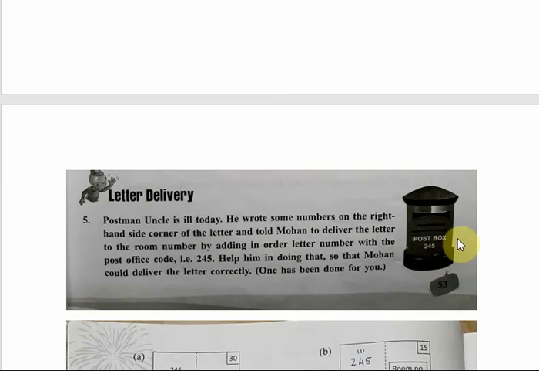So here postman uncle delivers letters to everyone in the society. So the postman uncle became ill today. So as he is ill, he cannot deliver the letters. He cannot give the letters to the person concerned. So he wrote some numbers on the right hand side corner of the letter.